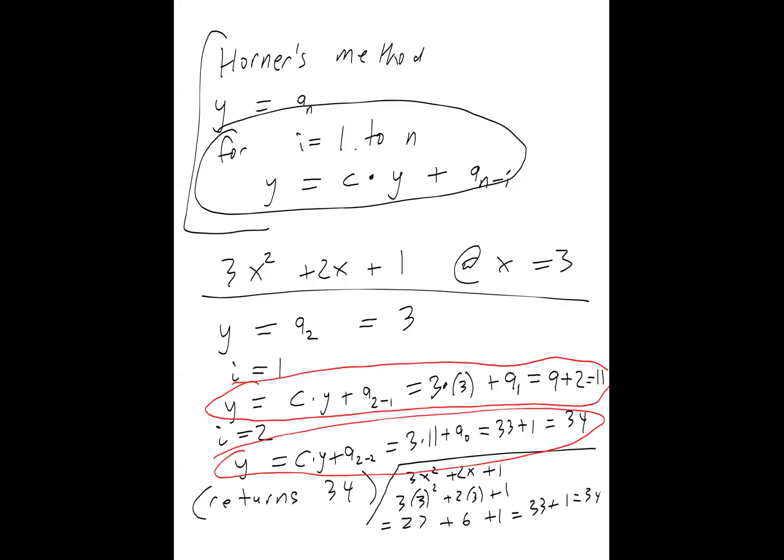So when you write out your homework for this problem, you make sure you write it out just like this. You show everything that gets plugged in and so forth. Does that make sense?